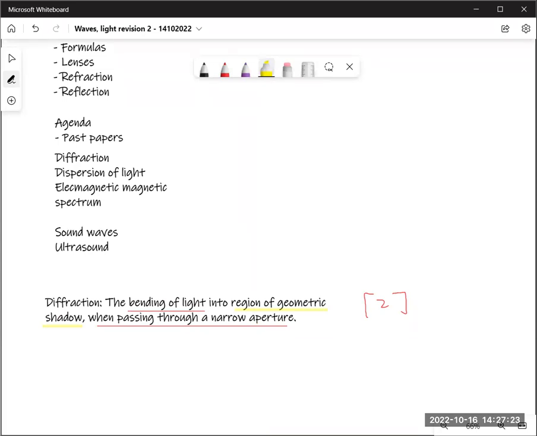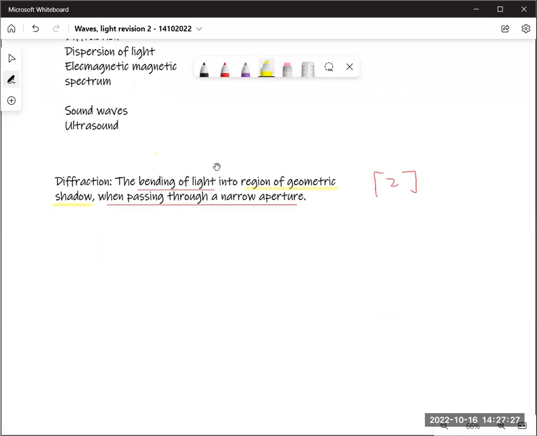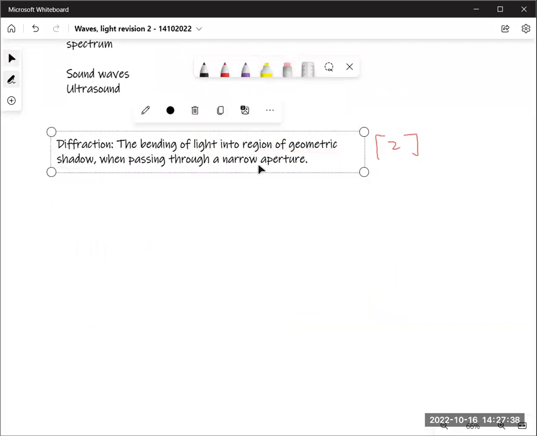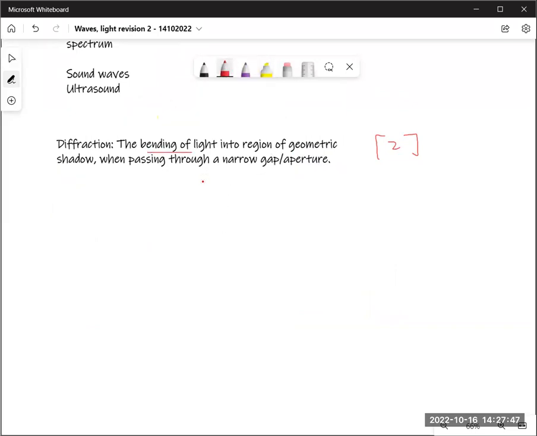Wait, just the definition of diffraction? Yeah, the definition of diffraction, that's 2 marks. After that, I'll tell you how we do diffraction. Okay. So instead of saying aperture, it would be better if you say gap slash aperture. Fine, next thing is, I'll make a few diagrams for you. Okay, I'm done. Done? Yeah, done.